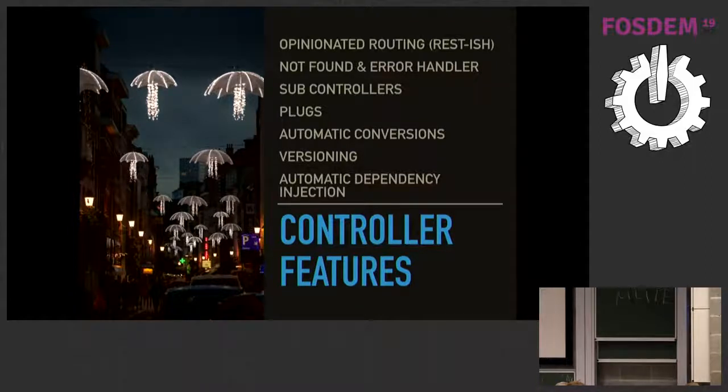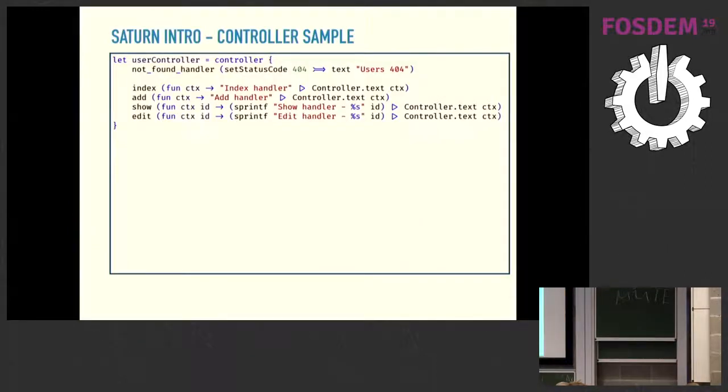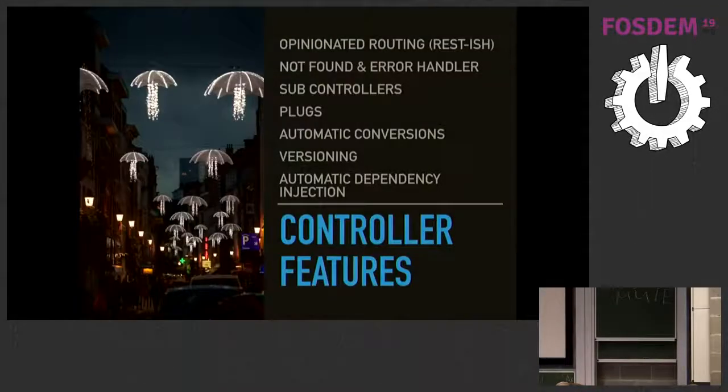It has automatic conversions of data. So here you see that I use something called controller.text, and this is returning normal text, and it sets the content correctly and things like that. But with automatic conversions, you can also just return this part of text, and it automatically will recognize that this is a string. So probably you wanted to return this as a content text. If you return an object, a C# class or F# record, it will automatically try to serialize that to JSON or XML based on the accept header of the request. It supports versioning and it automatically supports dependency injection. That actually is work in progress, so I'm not going to show that.